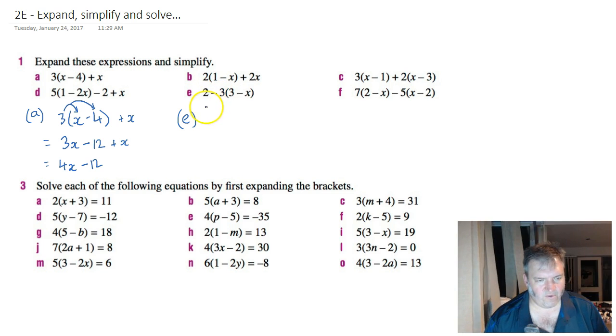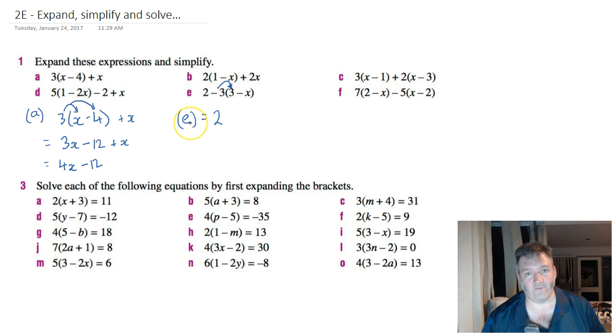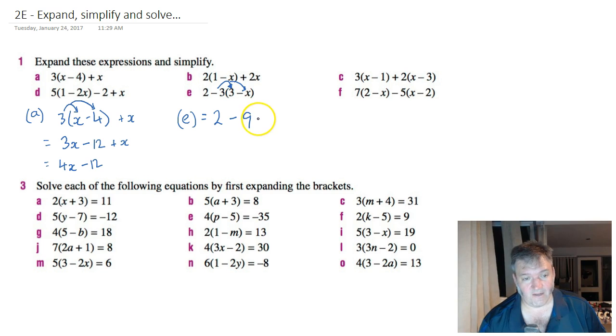So I leave the 2 alone. I've got negative 3 multiplied by 3. Remember, this sign belongs to the number that comes straight after it or the letter that comes straight after it. So that's negative 3 multiplied by 3. So negative times a positive is a negative. 3 3s are 9. Then I've got negative 3 multiplied by negative x. So we've already talked about it. Negative times a negative is a positive, and 3 times x is 3x.